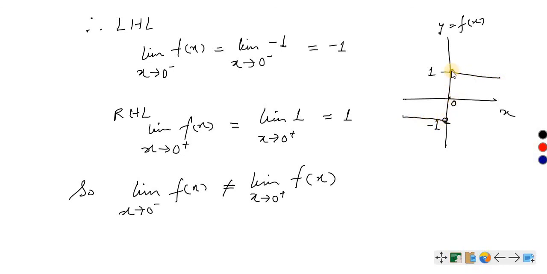Here the limit of f of x as x approaches positive 0 is 1, and as x approaches negative 0 it is minus 1. So this is the graphical representation of this function.